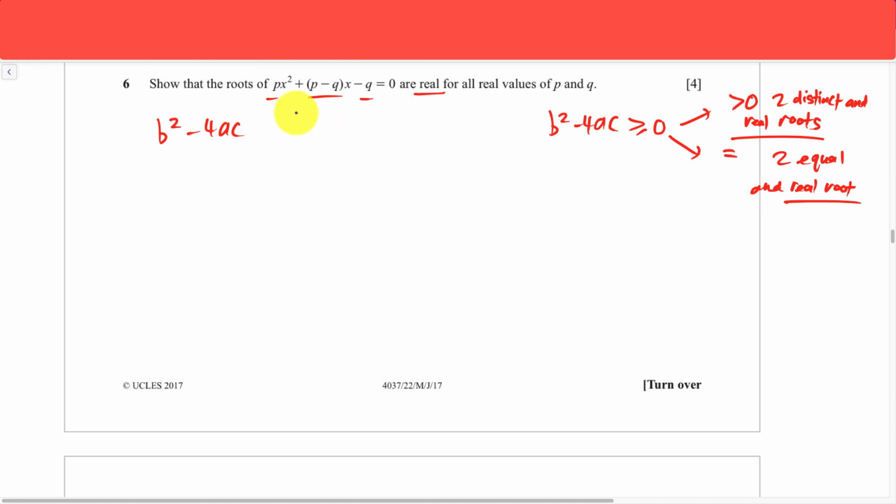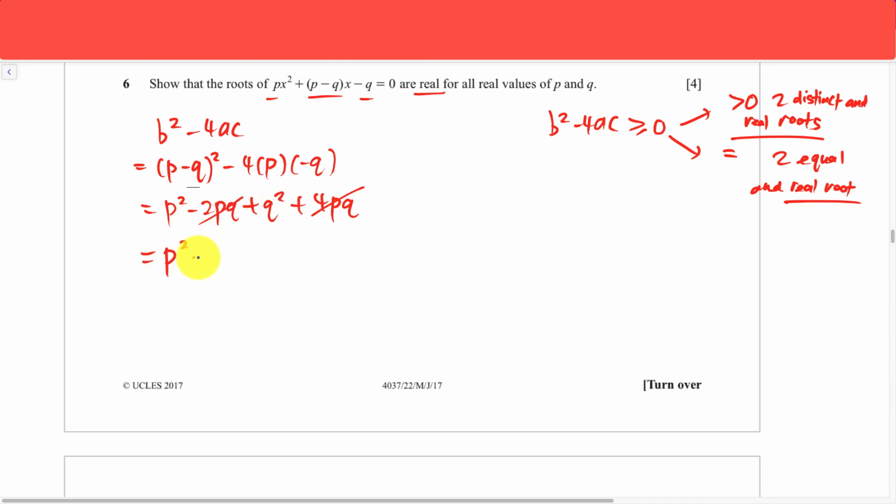Because the question asks me to show, I will not straight away write bigger than or equal to. I will just assume I do not know, and substitute the values into it. So (p minus q) squared, minus 4, a is p, and my c is just -q. Alright, so I will expand it: p squared minus 2pq plus q squared, and then plus 4pq. Okay, the pq terms I will combine, and I will get p squared plus 2pq plus q squared.